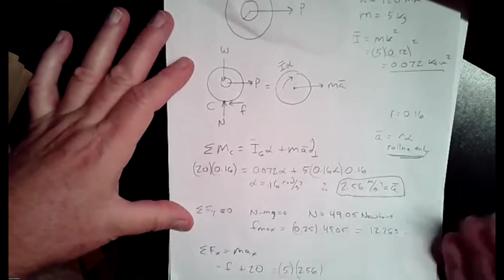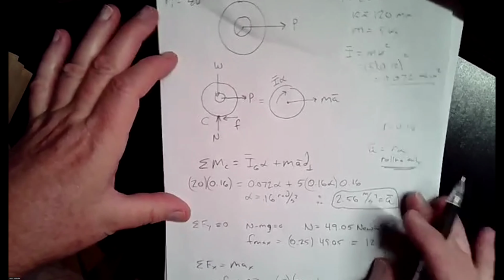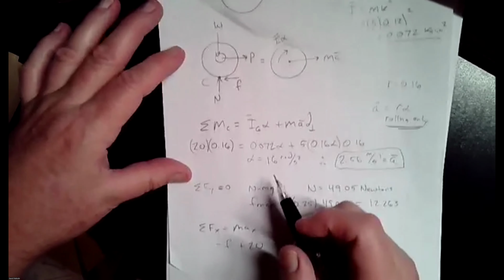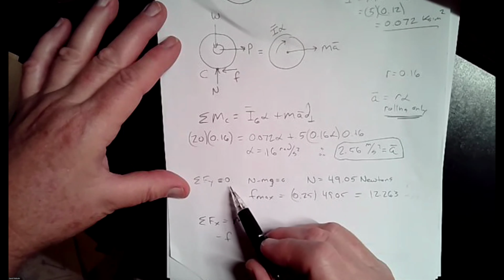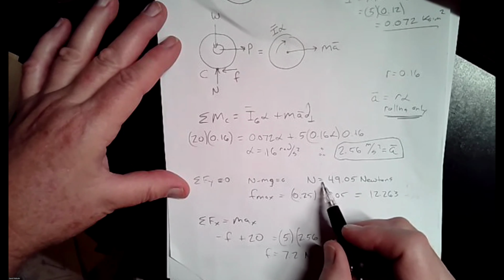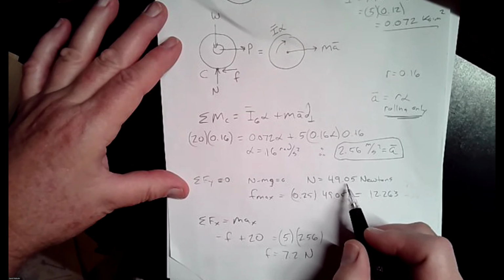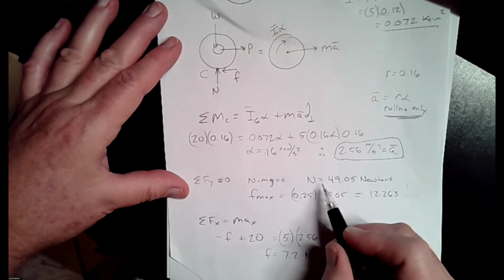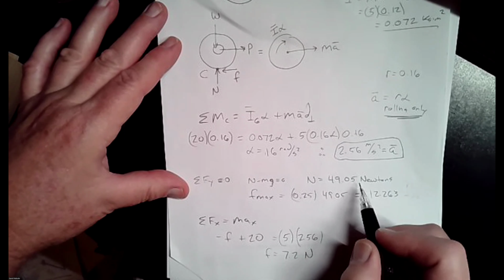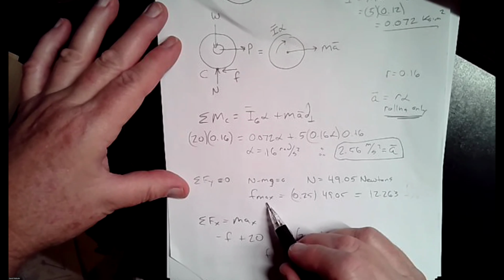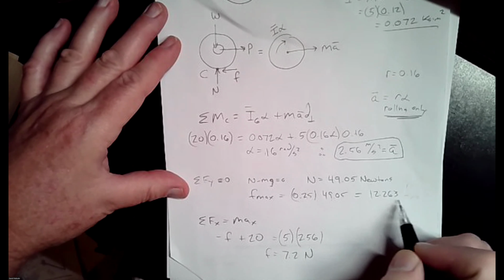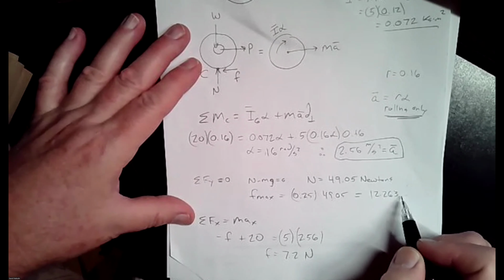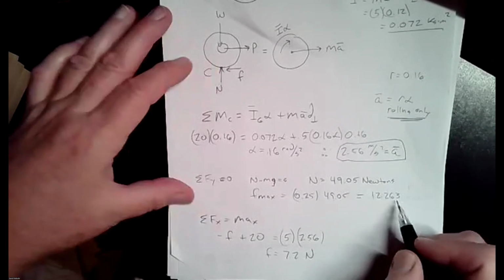Okay. So now the question is, does it roll? Is there enough friction to allow it to? So normal force minus mg equals 0 if I sum the forces in the y. Normal force is just mass times gravity, which is 49.05 newtons. I hate the fact that it's N and n, that's why I know for confusion. F max then is the coefficient of static friction, which was given as 0.25, times that, which gives us 12.263. So this is the maximum friction available.